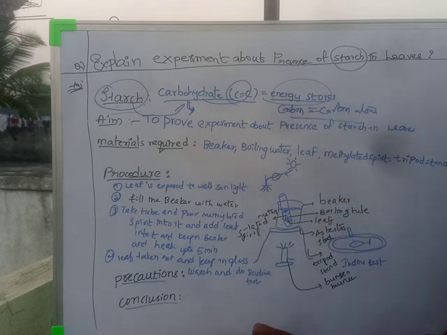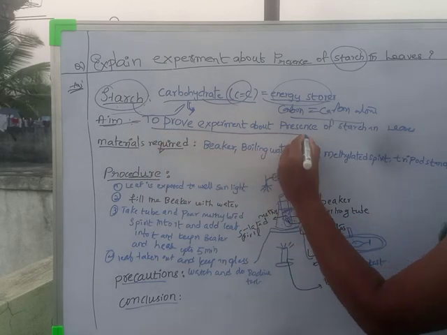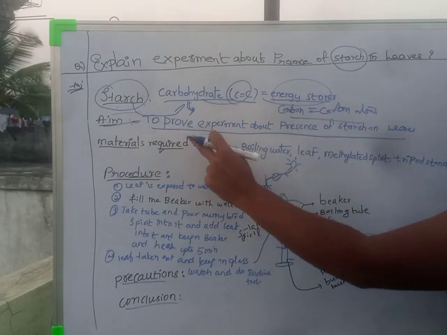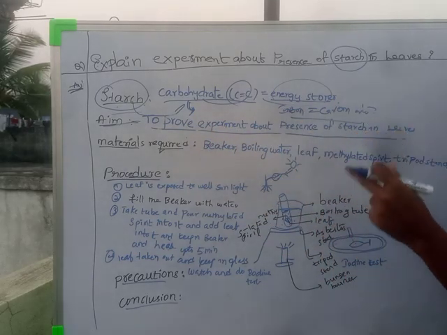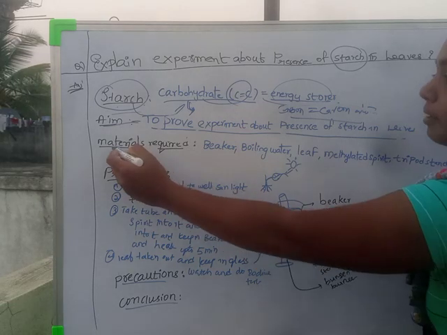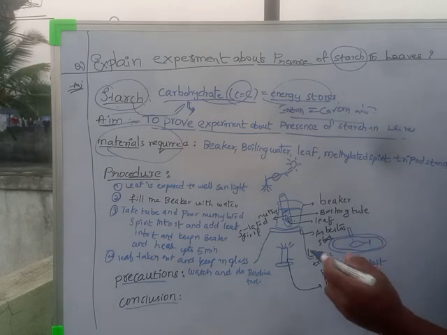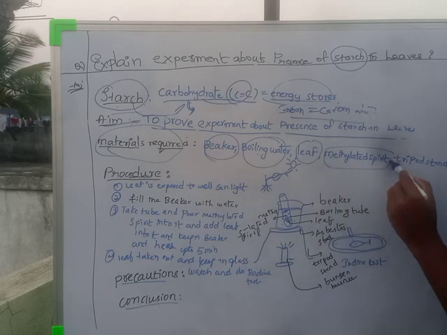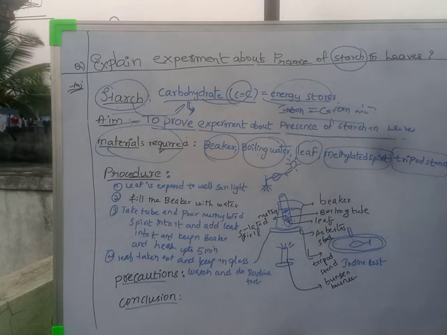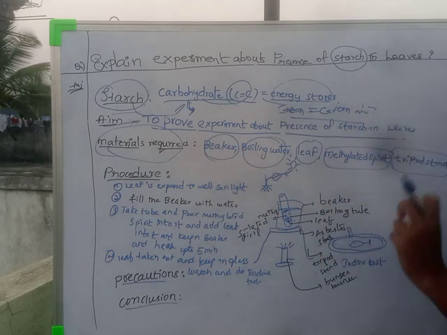Let us come, now we will do it. Next, aim: to prove the presence of starch in leaves, that is, to prove whether starch is present in leaves or not. Second, materials required. For this experiment, we require materials like beaker, boiling water, leaf, methylated spirit, tripod stand, Bunsen burner, and iodine solution. These are all the materials we require for this experiment.